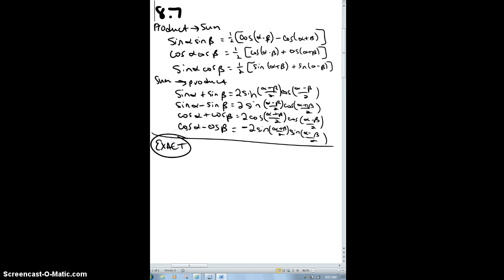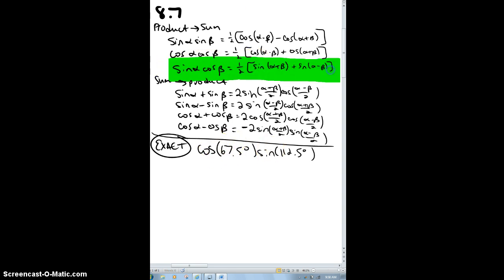Say I give you a problem where I want you to find the exact value of cosine of 67.5 degrees and sine of 112.5 degrees. And again, this is a product. Now, exact means I should be able to use a unit circle or a bow tie. Well, these are not on the unit circle, and I can't make a bow tie unless I have ratios. So I need a trig identity to come to the rescue. This is a product, and that looks awfully similar to that one right there, so I'm going to use that trig identity to help me solve this.